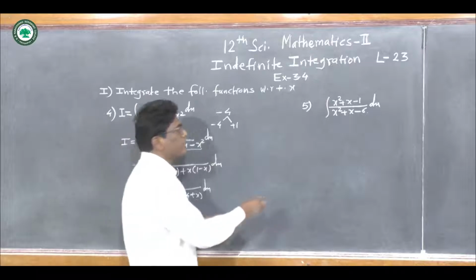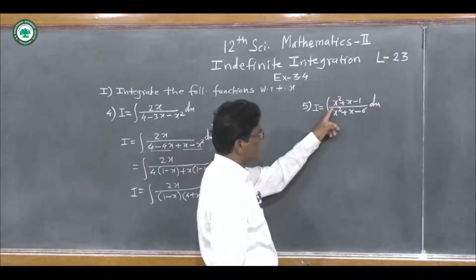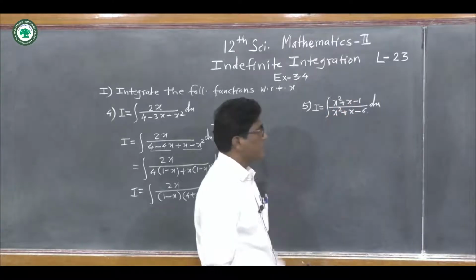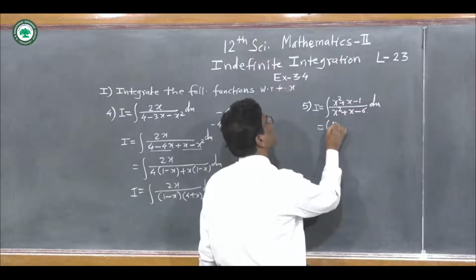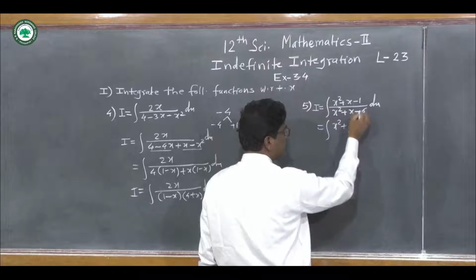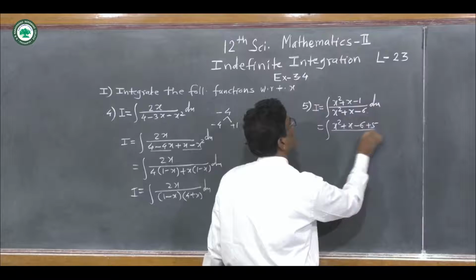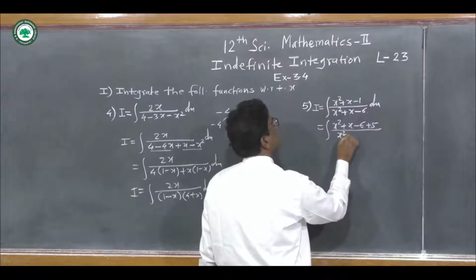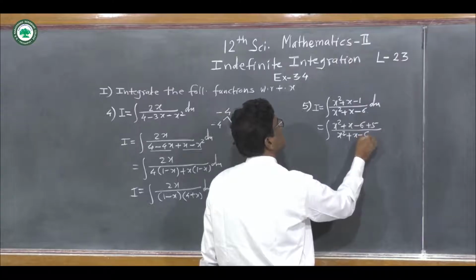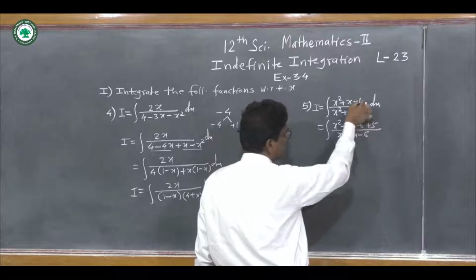Now in the 5th problem we consider I is equal to integration of x square plus x minus 1 upon x square plus x minus 6 dx. So this is equal to integration of x square plus x, we write here minus 1 as minus 6 plus 5, divided by this x square plus x minus 6. Here we write this minus 1 as minus 6 plus 1, minus 6 plus 1 is minus 1.